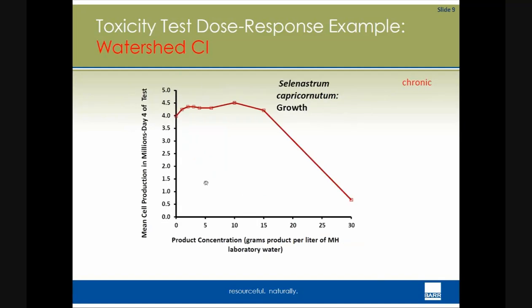Going to slide 9. This is also pretty typical of Selenastrum capricornutum, which is the growth response from algae. Very little effect as you increase the concentration on the x-axis, and then eventually you get a fairly large effect and reduction in growth in the algae, which is interesting, that the product also did affect algal growth, which I did not necessarily expect at the beginning of the test. So those are typical dose responses we saw with the fathead minnows, Ceriodaphnia dubia, and the algae.